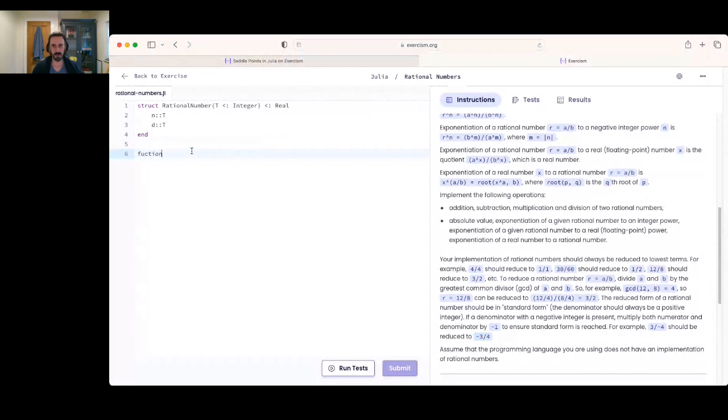So we're going to do an external constructor because I don't understand internal constructors. That's just because of me, not because there's anything special about them. I just don't understand the difference. So we're going to create a function for rational numbers. N has to be a T, D has to be a T, where, oops, T is an integer.